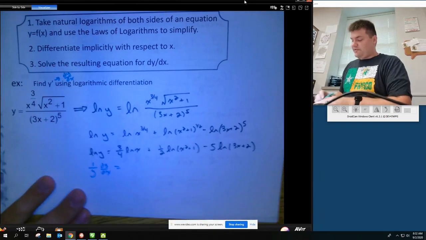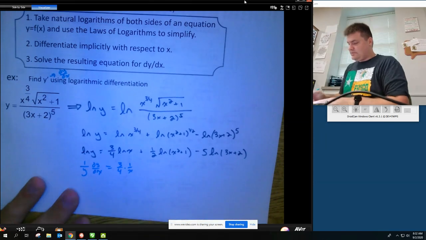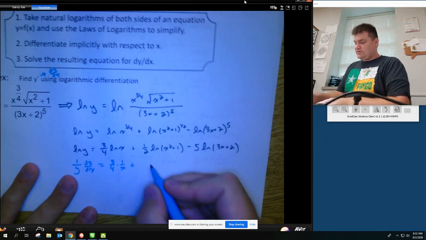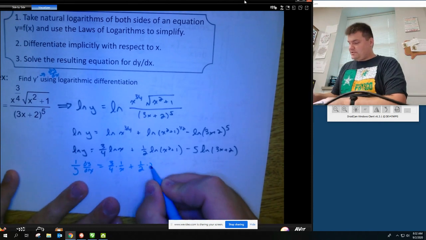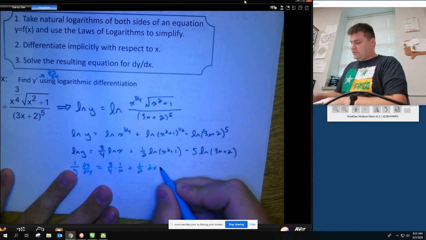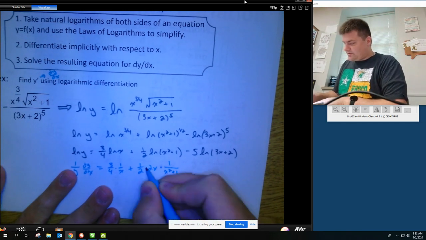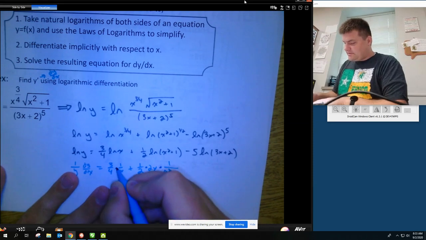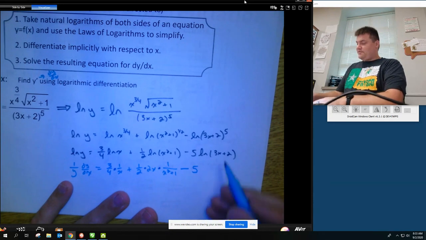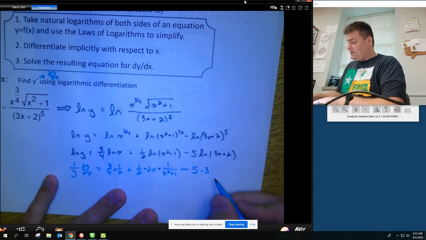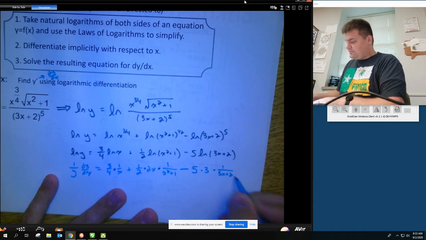Okay? The derivative here is going to be 3/4 times 1 over x plus 1/2. Derivative of the inside here is 2x. And then this is going to be 1 over x squared plus 1. These are all times signs, by the way, these dots. And then minus 5. Derivative of the inside is 3. And then it's going to be times 1 over 3x plus 2.